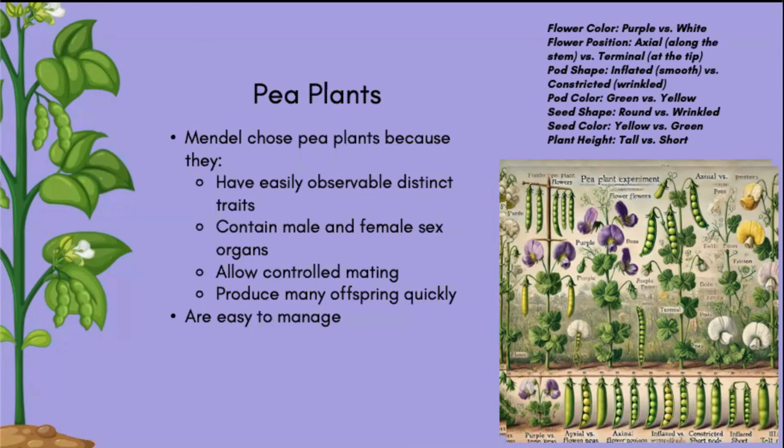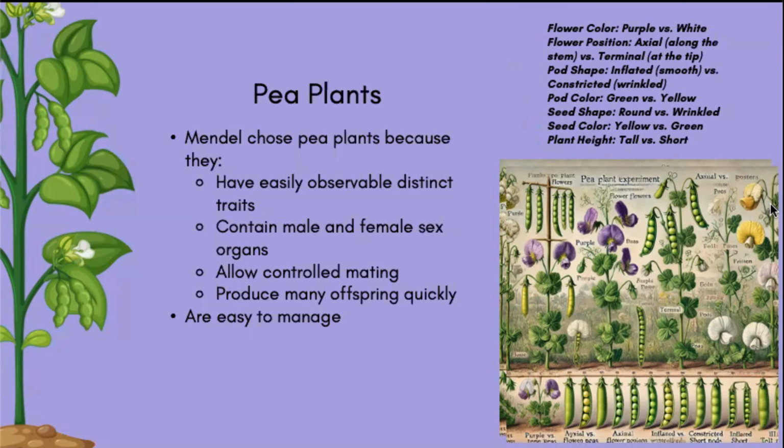So basically, he had a lot of time on his hands, and he was trying to conduct early science experiments to understand how genes pass on from parent to child. So he utilized pea plants. And the reason why he utilized pea plants is because there were a ton of different characteristics, as you can see here, like flower color and position and shape.